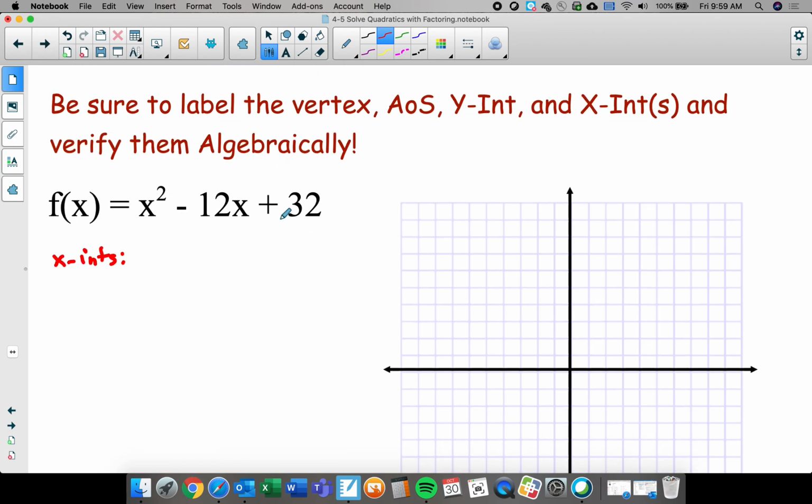So I know that I've got x-intercepts of 4 and 8, which means my vertex is going to be halfway between those values. So I know I've got an x-coordinate of 6. And now I've got to plug that back in to get the y-coordinate. So 6 squared minus 12 times 6 plus 32 gives me an answer of negative 4 for the y-coordinate of my vertex. Okay? I know the a value in this case is 1. It's in front of the x squared. That tells me that this is opening up.